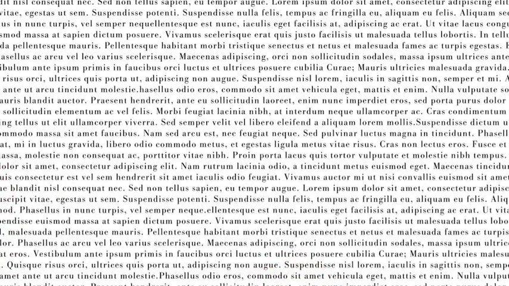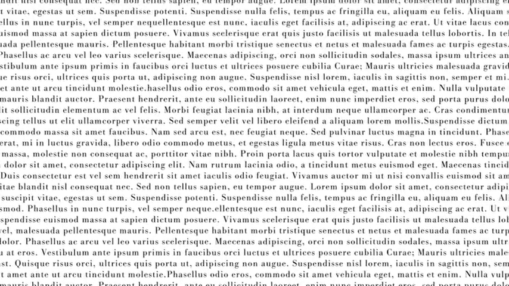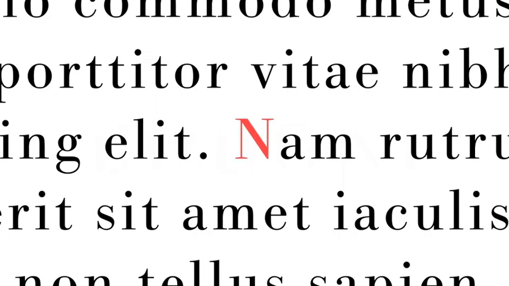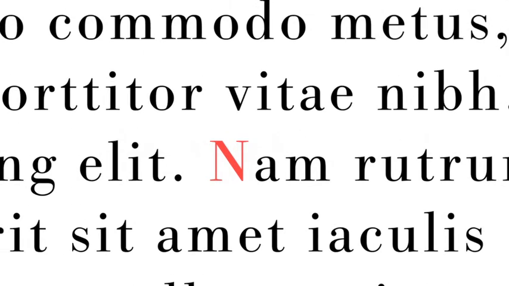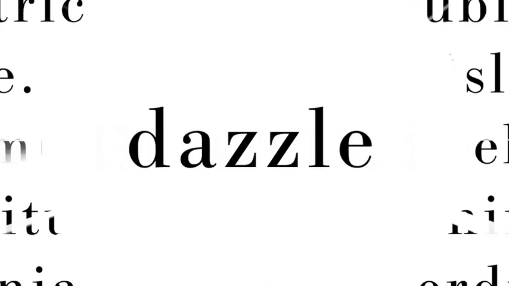Bodoni moves the eyes up and down as opposed to left and right, making this hard to read in large chunks of text. We can see this when we look at this N, where the contrast is extremely high between thick and thin. This is what causes the eye to move up or down. Once again, we can see in the T, the heavy contrast. This creates a dazzle effect on screens, making it hard to read.